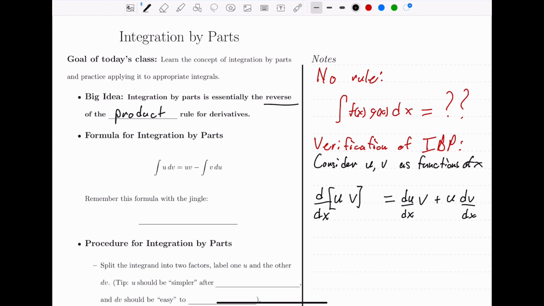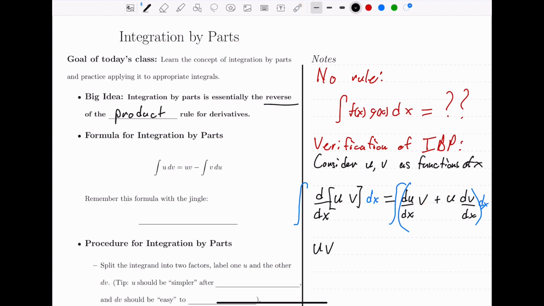Now, imagine if we were to integrate both sides of this expression. We have a function on either side which are equal, but imagine integrating with respect to x on both sides. Well, on the one side, we are integrating a derivative. Integrals and derivatives are opposites of each other, so the integral undoes the derivative, and we are simply left with uv. On the other side of the equal sign, we have the integral of a sum, two functions added together.